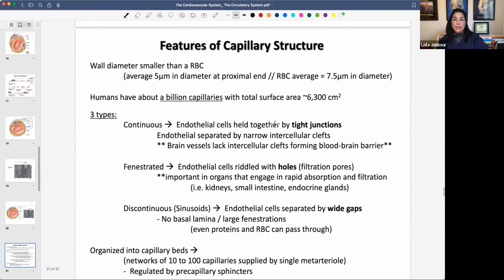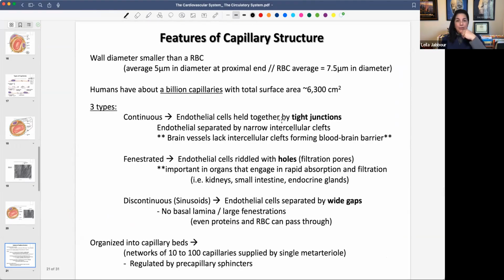So what's so special about capillaries? There's a little bit of reviewing here. They have a diameter smaller than a red blood cell. So very, very small. And red blood cells can go through because they can bend. And that's the problem in sickle cell anemia. Those red blood cells have a hard time bending, so they can't get through the capillaries.